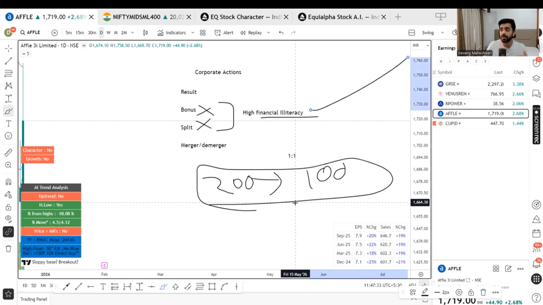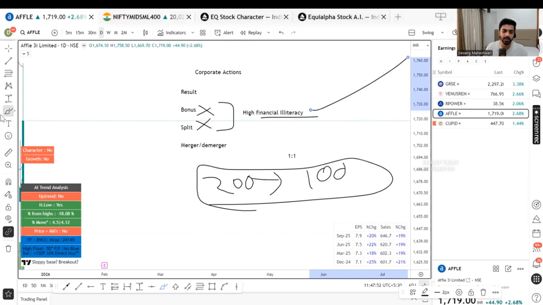Don't know why. Then if the trend comes and the price moves, they think it's because of bonus. That company gave bonus 6 months back and that's why this has now moved up. It has no relation with bonus. Don't be a financial illiterate person.